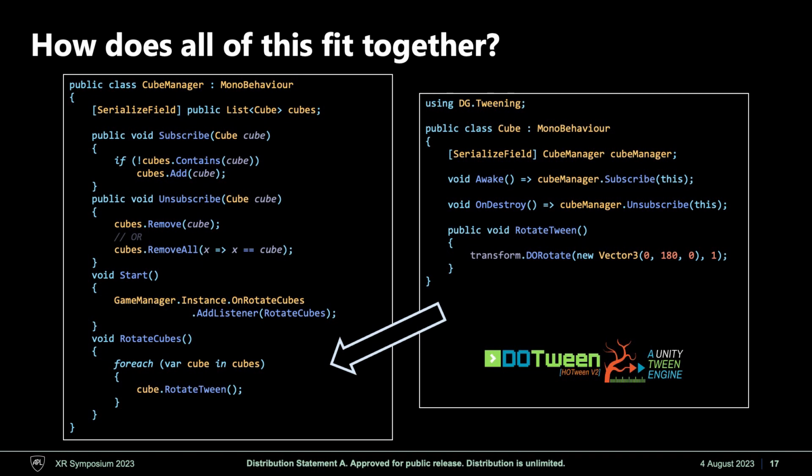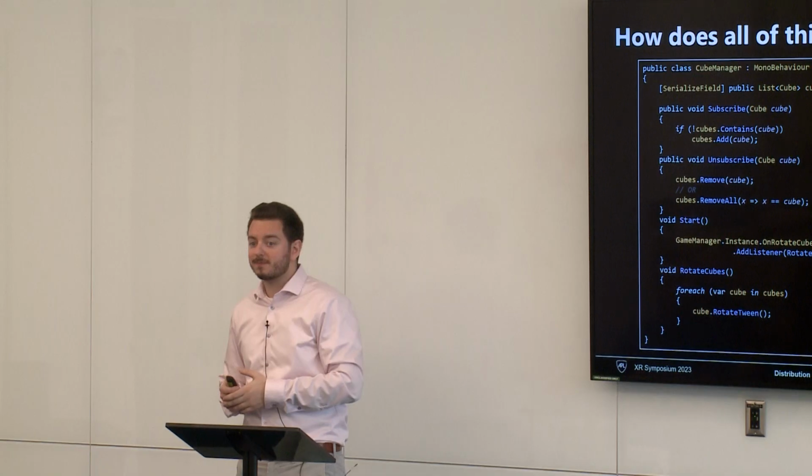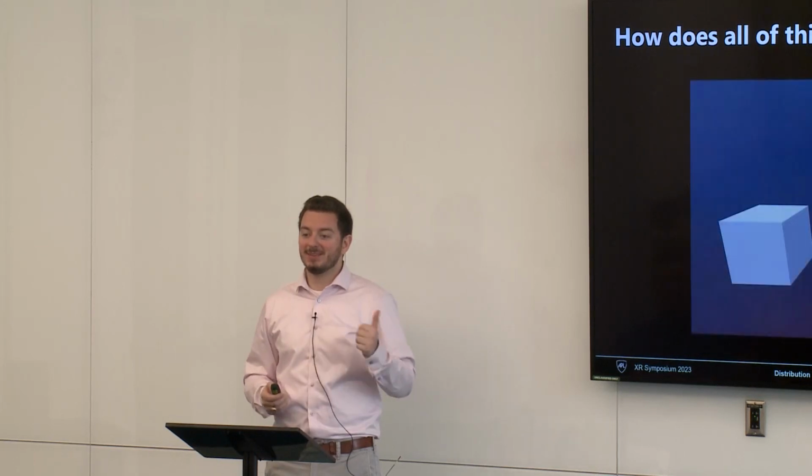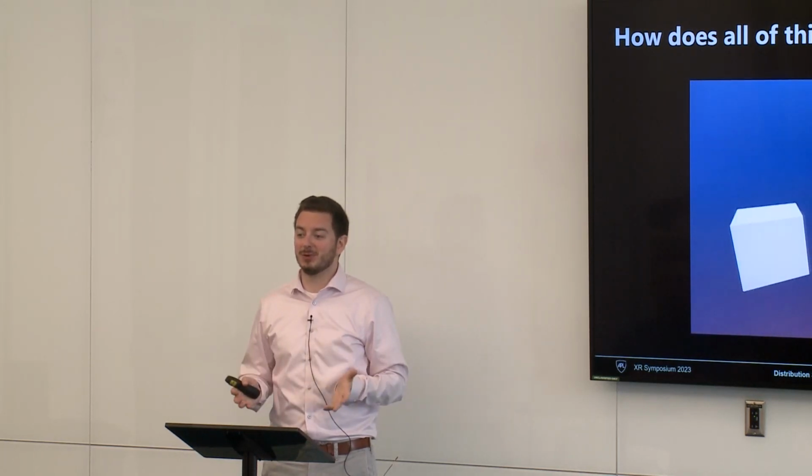And so over on the cube class, we're doing the same thing that we had before, the subscribe and unsubscribe, but then the rotate tween method that we have there basically has one line of code that says, hey, this cube, I want you to rotate. In this case, we're passing in just 180 degrees on the y-axis and doing that over a period of 1 second. And so we've set up all of this code to do something extremely simple, just rotate cubes.